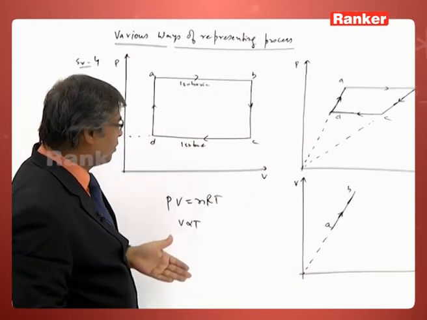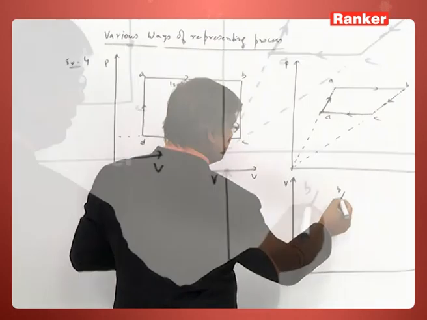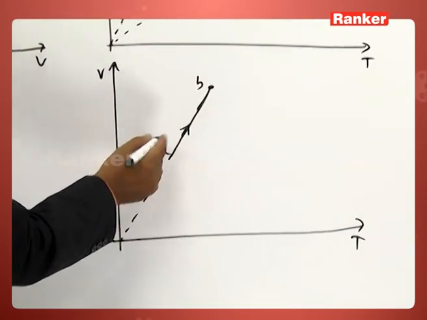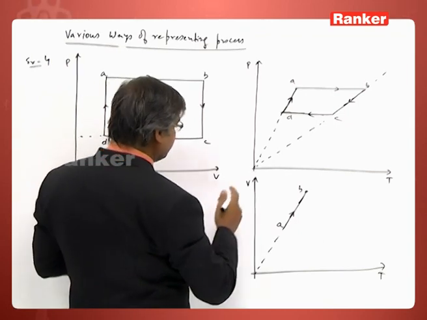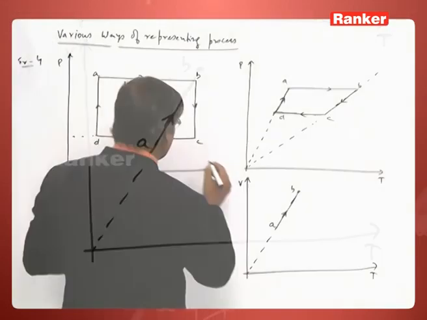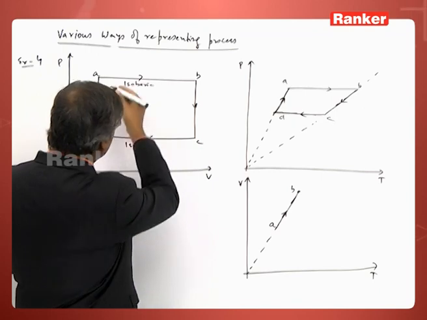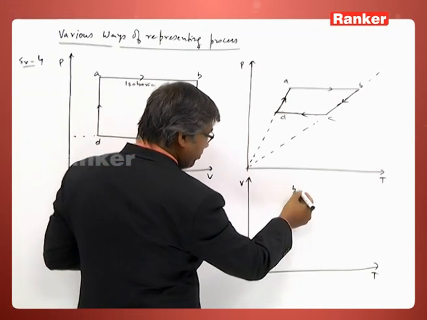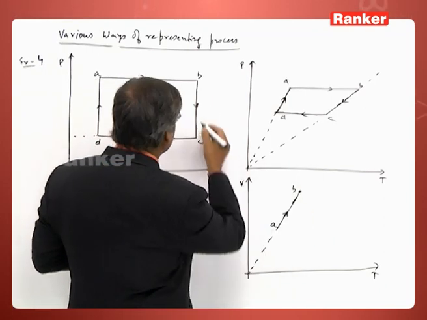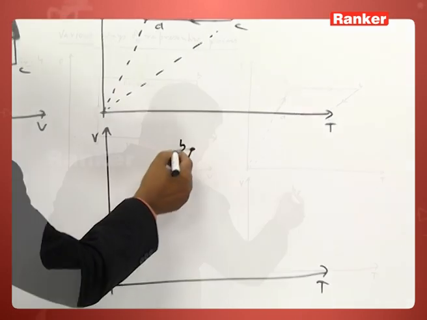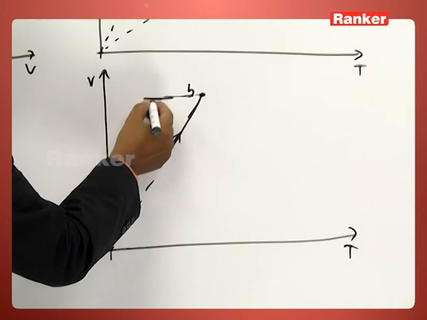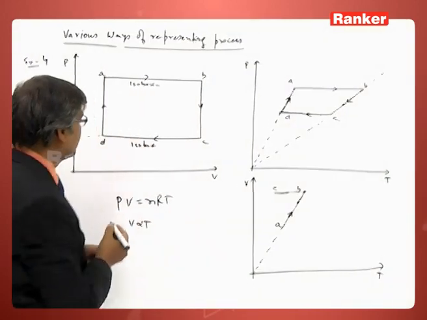B to C, volume is constant. So from B to C, volume is constant and pressure is decreasing. So you can see from B to C, temperature is also decreasing. So B to C, its process is isochoric. So I have to go actually this way. So somewhere here I have to come.